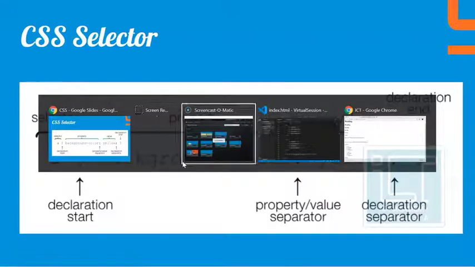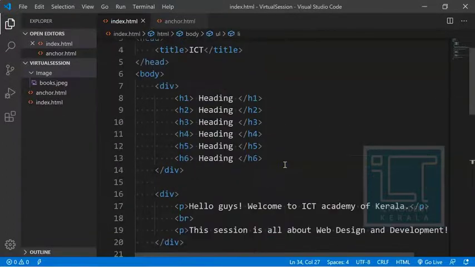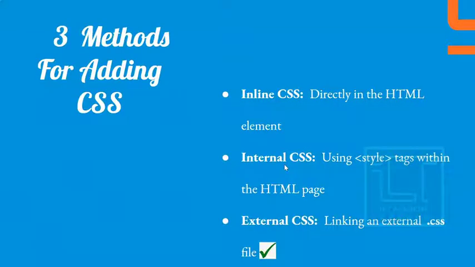If I want, I can just show it out. But before that, we have three methods for adding CSS. That is, we can add styles to our website in three ways. There are three very popular methods: inline CSS, internal CSS, and external CSS.